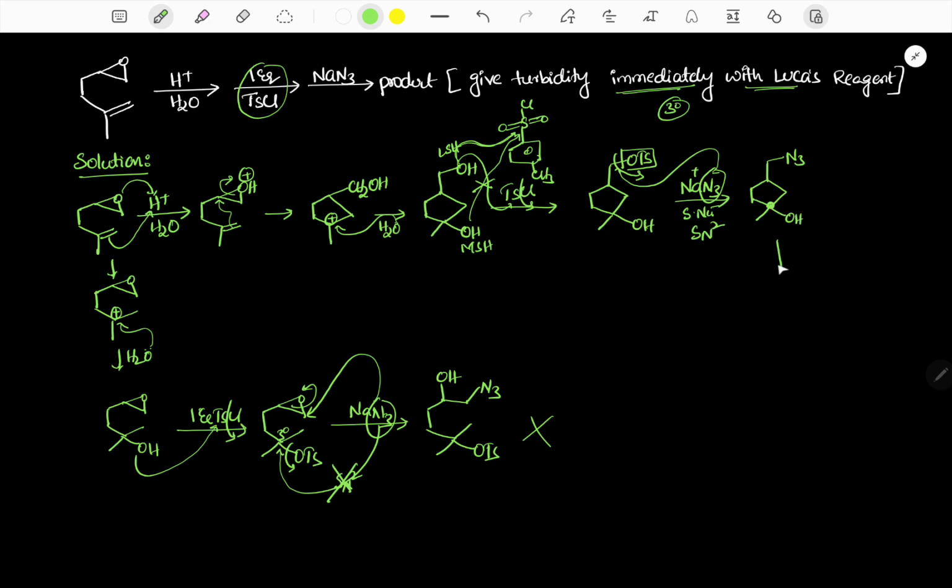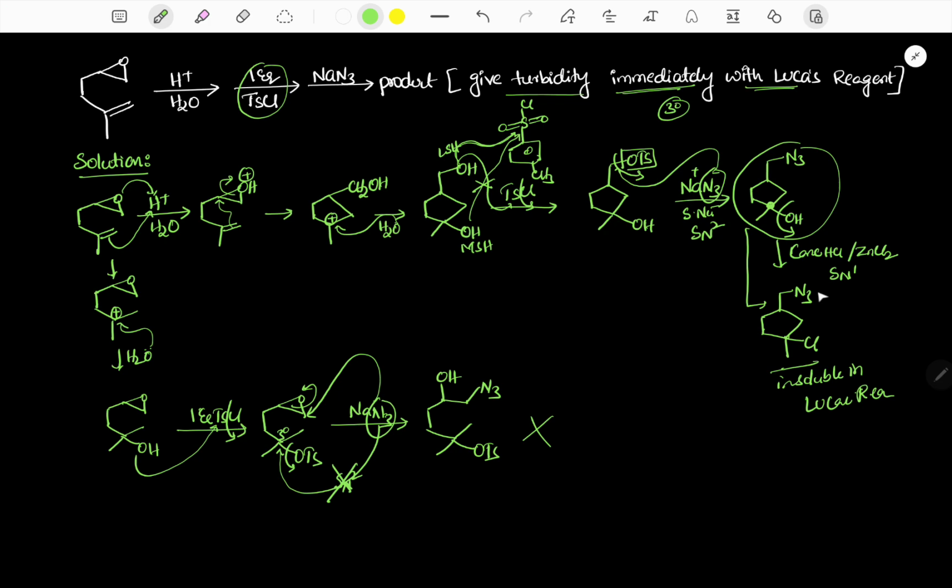So the tertiary alcohol treated with the Lucas reagent, conc HCl and ZnCl2, follows the SN1 mechanism, loses H2O, C+ will form, and the C+ reacts with chlorine. So this product is insoluble in Lucas reagent. That's why it is called turbidity. And because of the tertiary carbocation, the reaction takes place immediately. So this is our final compound, after Lucas reagent.